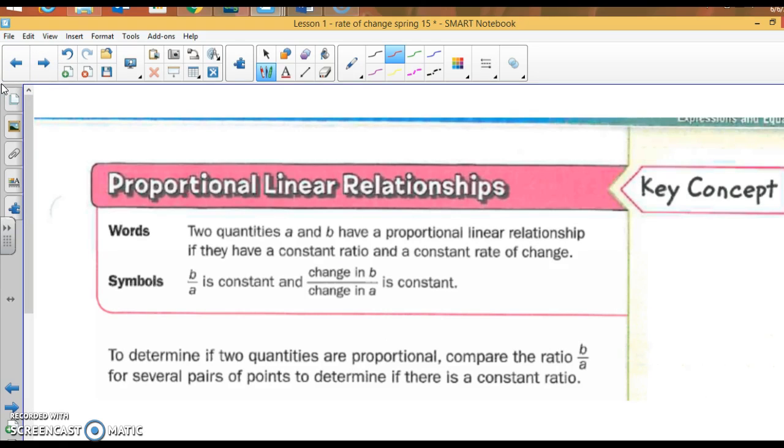All right. For a relationship to be proportional, we've been talking about this all year long. We know that a proportional relationship goes through 0, 0 and has a constant rate of change. So, is y over x constant? We've done this all year long.